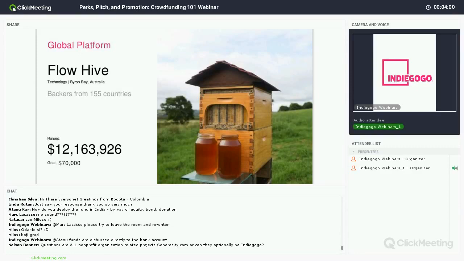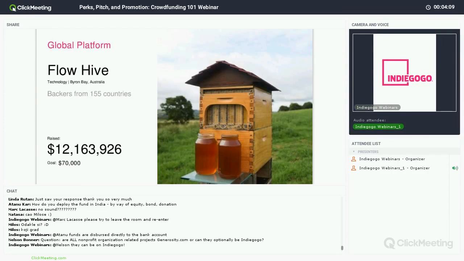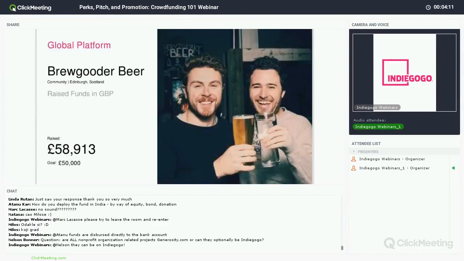And sometimes it's helpful to have US currency because folks have an easier time with the exchange rate there. So they kind of made the executive decision to do that, and it worked out really well for them.